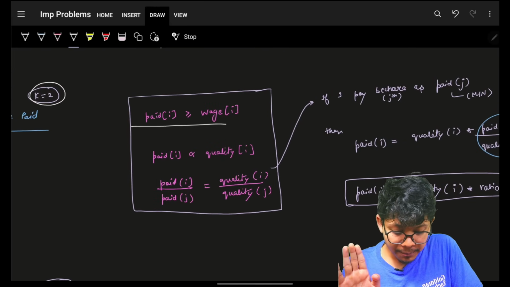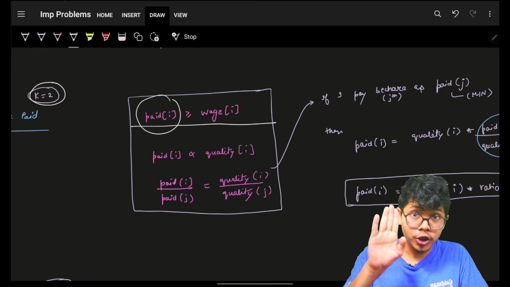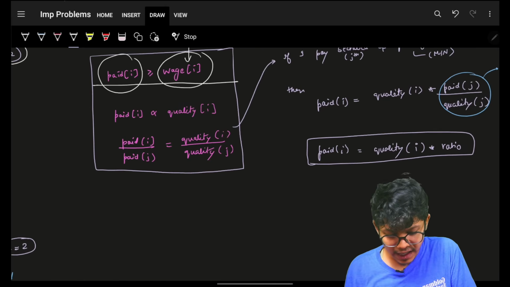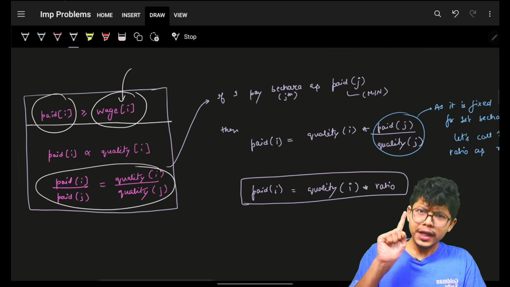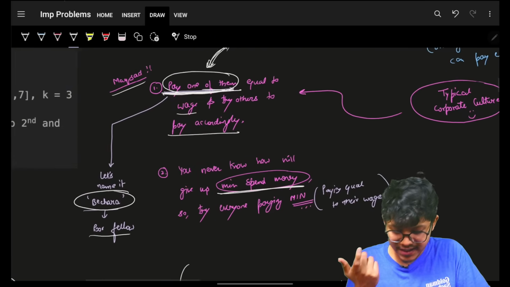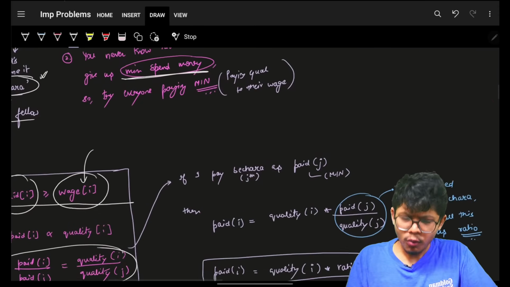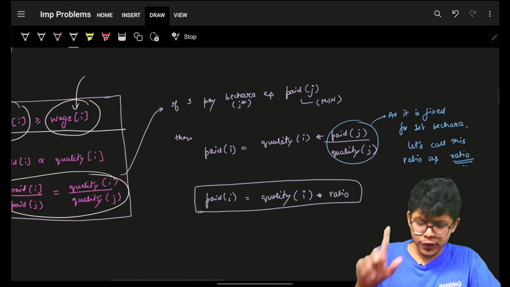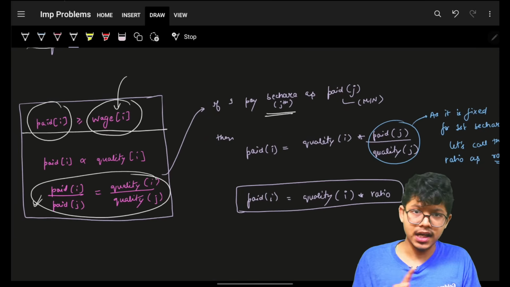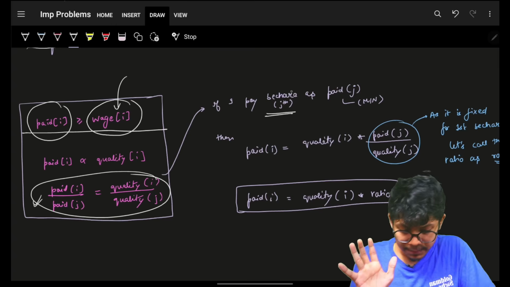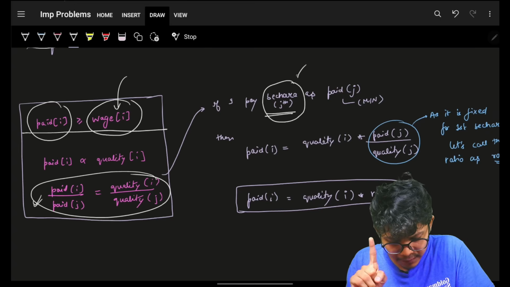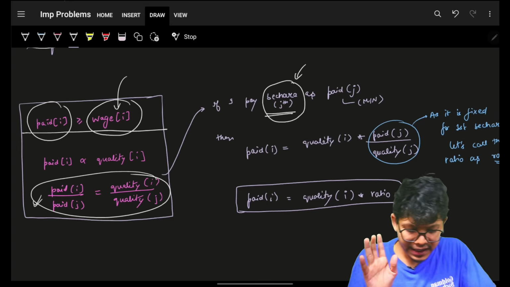So far we have seen this condition: the paid of i, whatever I am giving the person, should be more than or equal to the wage of i, his expectation. And also we have inferred this condition. Now if you remember, I told you that I will have to fix one bechara. At a time, there will be just one bechara. I know this relation. Let's say the bechara is the jth person. So I fixed that one poor fellow, the jth person.